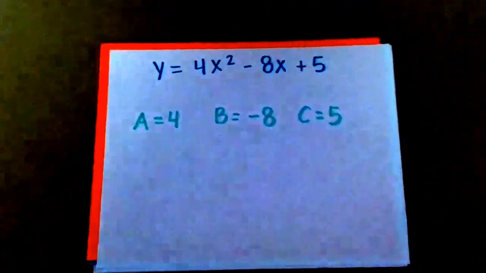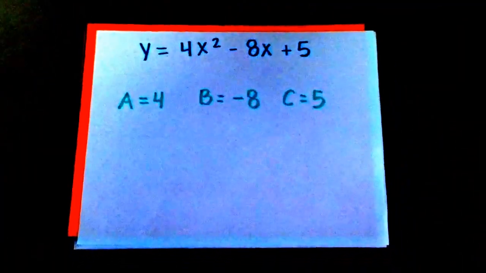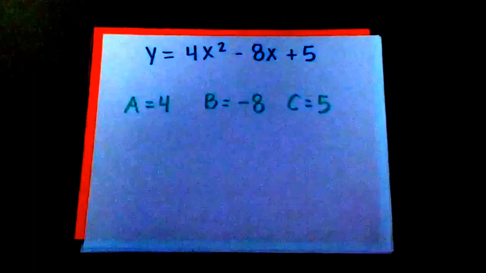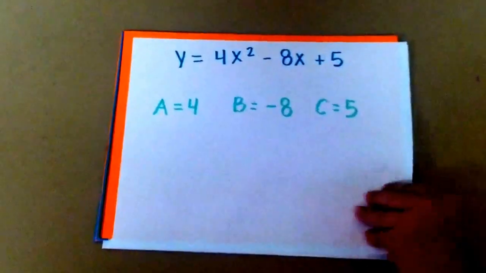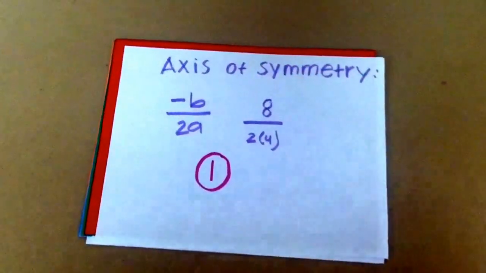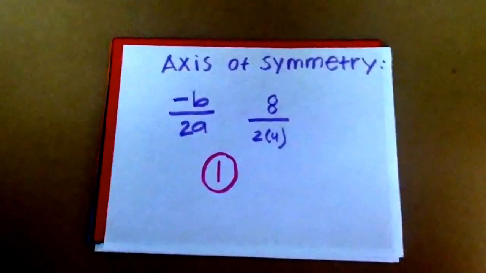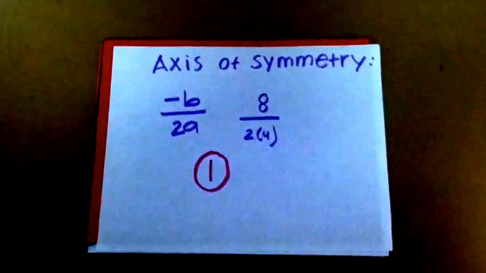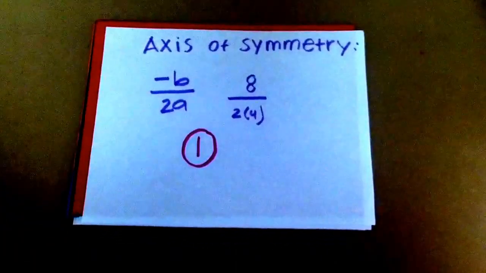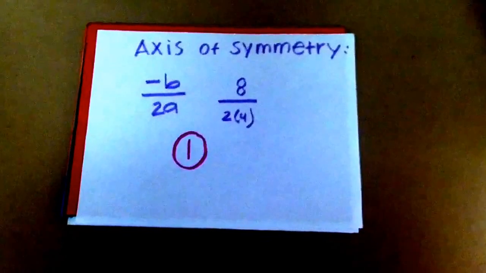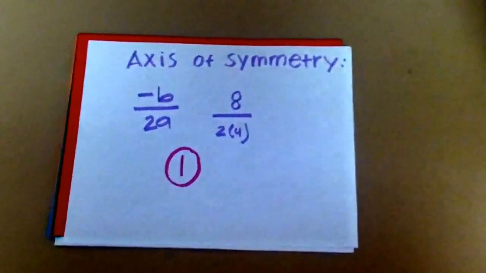This is a second equation that will show you how to graph. Instead of a equaling 1 here, a equals 4, b equals negative 8, and c equals 5. Now we have to find the axis of symmetry for this equation. Since b is negative 8, you find the opposite of that, which is 8. Then you find a, which is 4, and multiply that by 2. Since 8 over 8 is equivalent to 1, the axis of symmetry is 1.